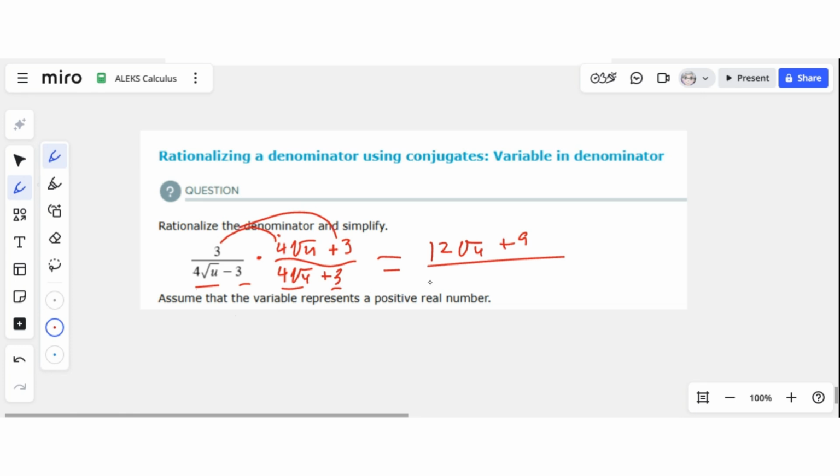So this one is going to be 16u, because the square root of u squared is just plain old u, and then 3 squared is 9. So we have 12 square root of u plus 9 over 16u minus 9, no more radical sign in the denominator, and I don't think there's anything else to simplify there, so I think we'll call that one done. Let's do one more.